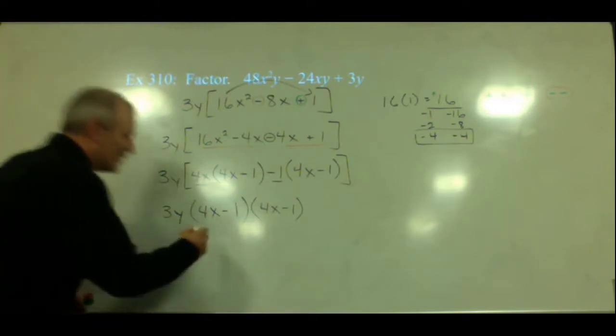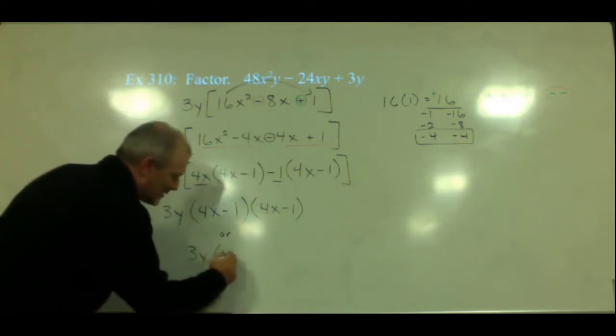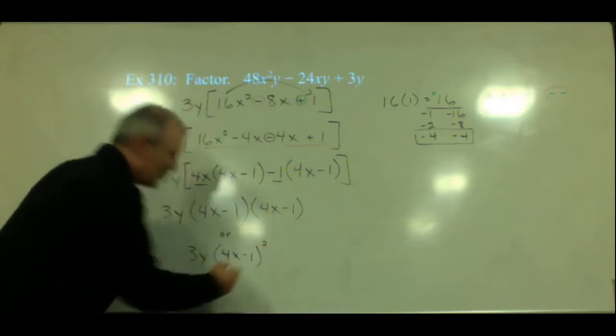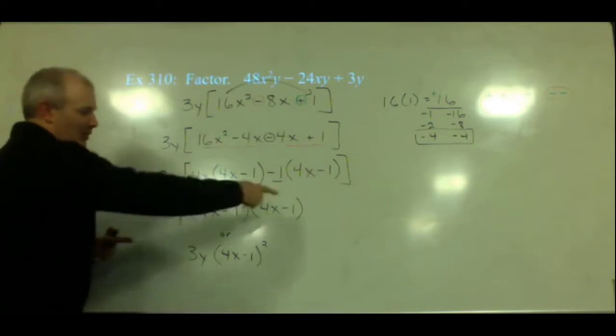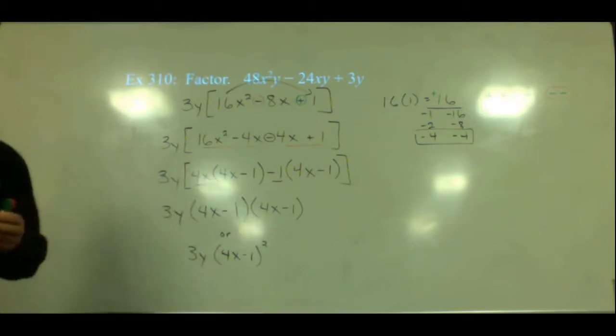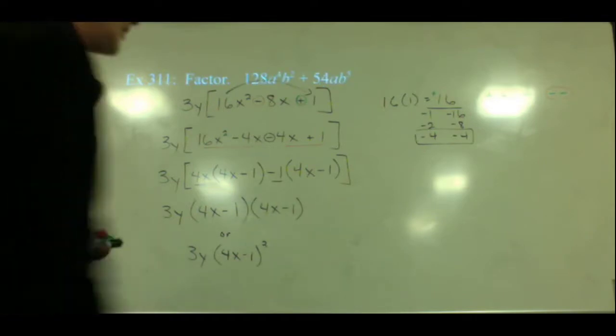Another way you could write this, and this is like the pattern, you could write it as 3y and then 4x minus 1 squared, because that's what it means to square something, multiply it by itself. But I'm totally okay with you writing it that way, just as two separate factors. But you may see, like in the homework, they may show you the answer, because when your last turn is over and it pops up the answer, it may show it as squared. Okay, let's take a look at this one.